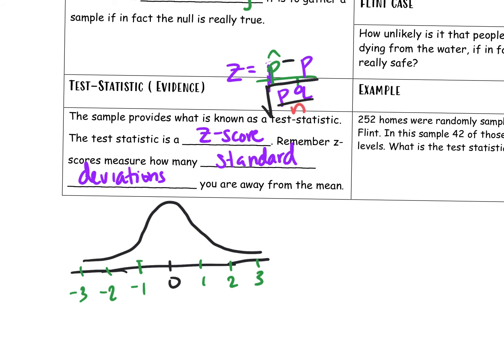And the z-score is going to put us on this curve somewhere. On this curve, the closer you are to values of 0, the more likely something is to occur. The further you move away from 0, the more standard deviations away from 0, the more unlikely it is to occur by chance.